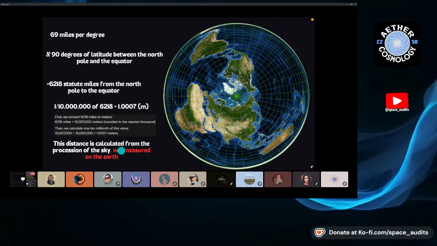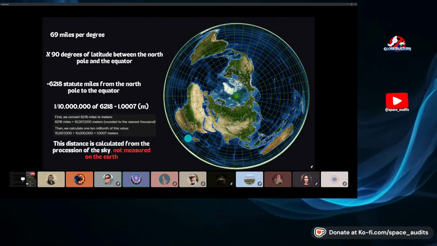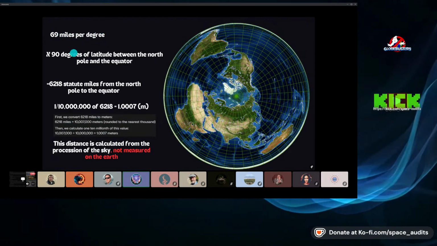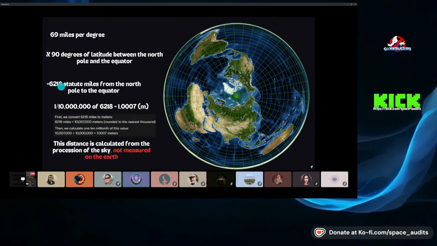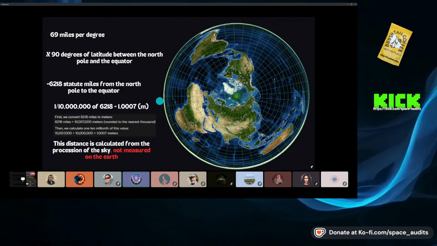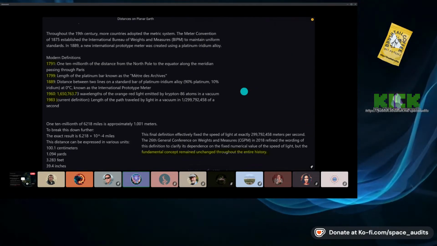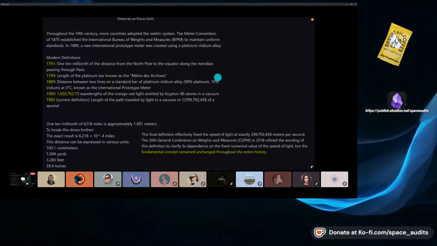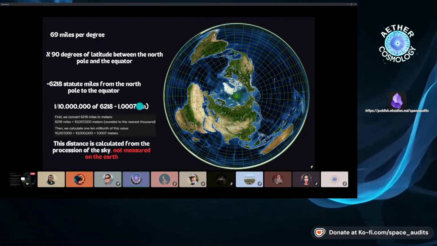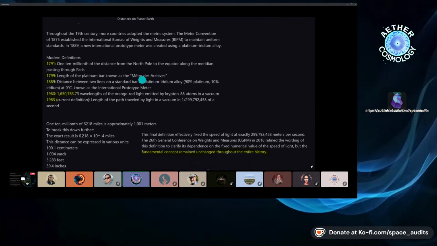So literally, the distance is calculated from the precession of the sky, not measured on Earth. So again, we're looking at the sky to get this. So we're assuming this, right? We're calculating this, and then we're saying all measurements will be a ratio of this. So 1/10,000,000th. Now, it goes through some historical recontextualization, right? But the math that we just went through will forever and always define the meter. This will never not be the case, regardless of how they say they ratioed it later, right?